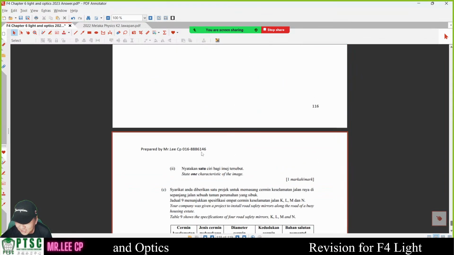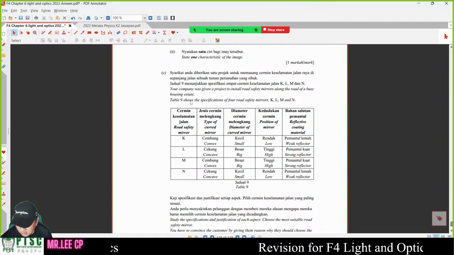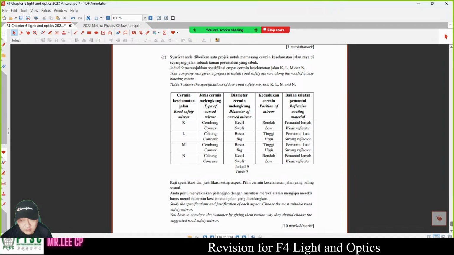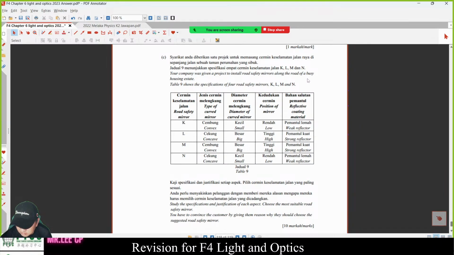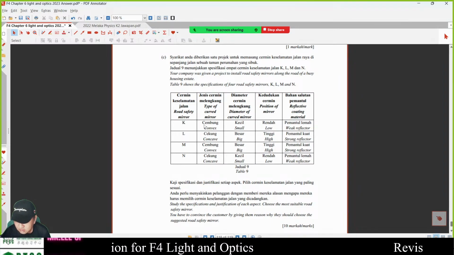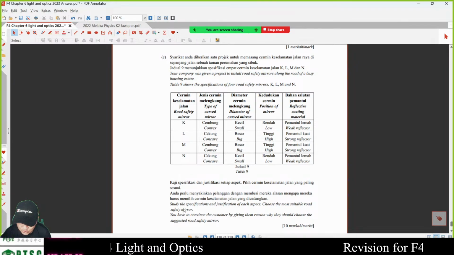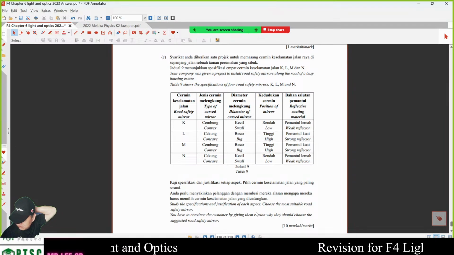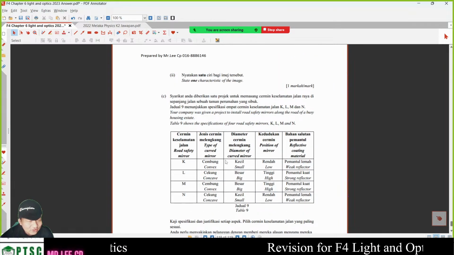Then after that we are gonna see here. So we see this one. Table 9 shows the specification for 4 road safety mirrors K, L, M, N. So you got the convex, concave, concave. Right? Your company is given a project to install the road safety mirror along the road of a busy housing estate. So convex or concave, I don't know. You study the specification, justify each aspect, and choose the more suitable road safety mirror.